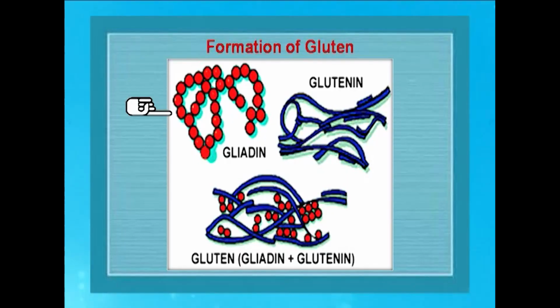Now, when water is added to it, generally there is a network or a complex formation consisting of both glutenin and gliadin. You can see here the long strands of glutenin incorporate the bead-like structures of gliadin to give a network structure. This is called gluten. So, when wheat flour is mixed with water and dough is kneaded, this gives rise to gluten.